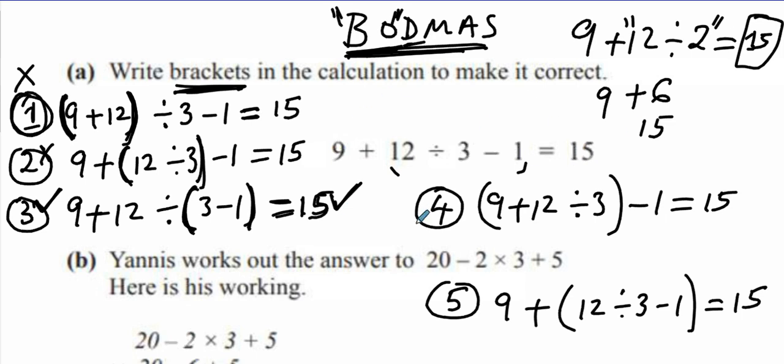Now suppose you want to check these other two possibilities, if they will give you the answer equal to 15. It won't be possible, because the third possibility has given us the answer equal to 15. So the fourth possibility and the fifth possibility will give us something else. Let us see.